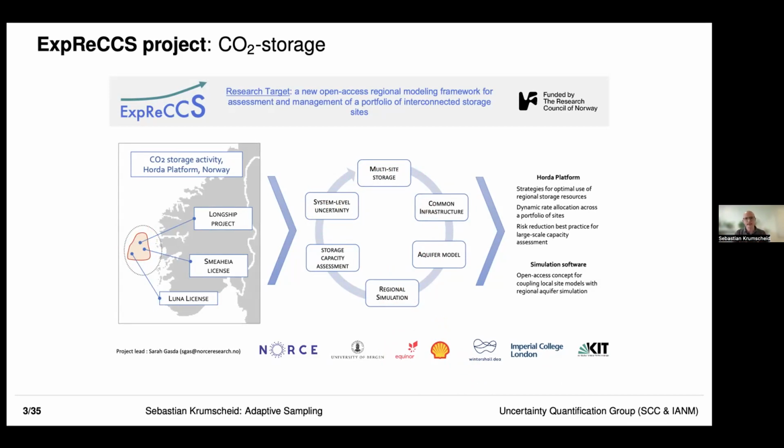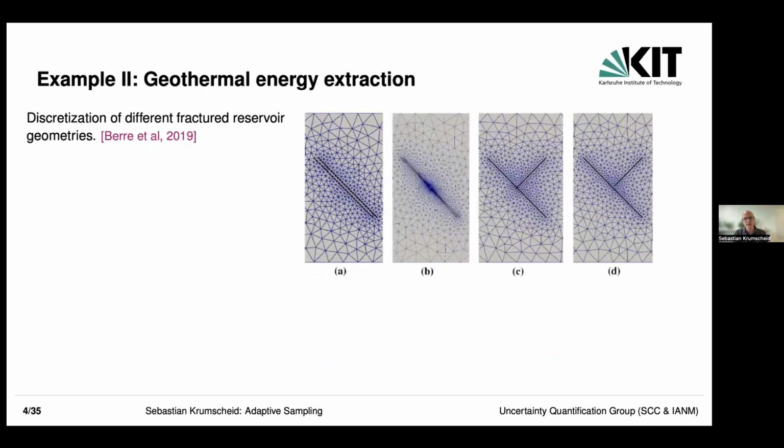Similar problems of interest, where discontinuities may arise, are, for example, geothermal energy extraction. Just by looking at a picture of different fractured reservoir models, you already see that in this physical domain, you expect some discontinuities. And then if you add some uncertainties on top of these models, it's not difficult to imagine that these uncertainties also propagate through the stochastic domain.